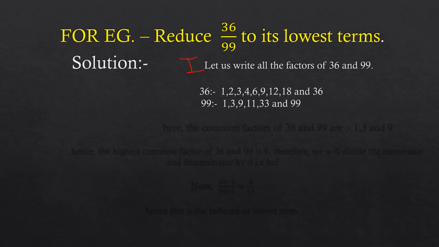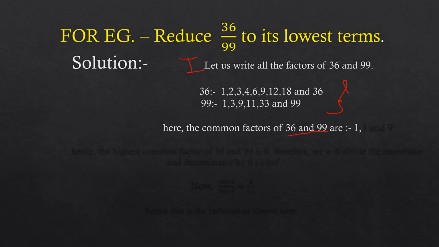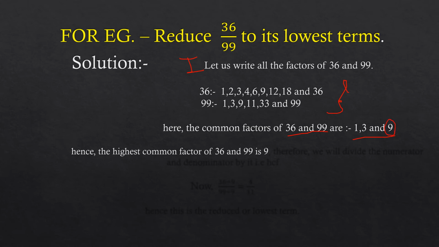These are the factors. Let us see the common factors now between 36 and 99. 36 and 99 have 1, 3 and 9 in common. Hence these are the common factors. Now we have to take out the highest common factor among these common factors. You can see here the highest common factor is 9. Therefore, the highest common factor of 36 and 99 is 9. Therefore, we will divide the numerator and denominator by its HCF.